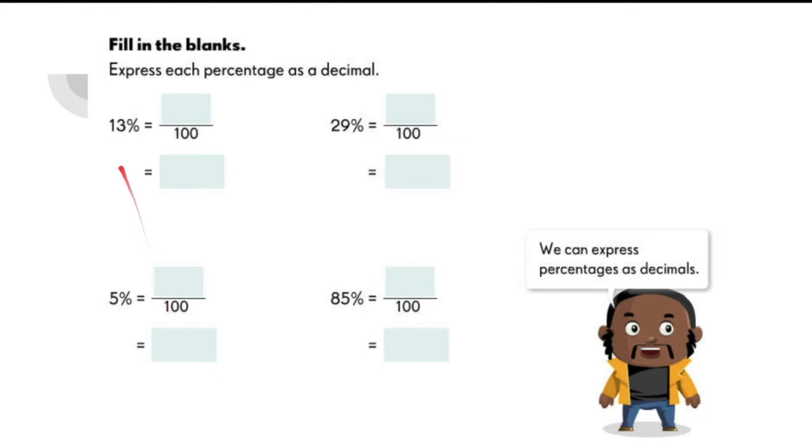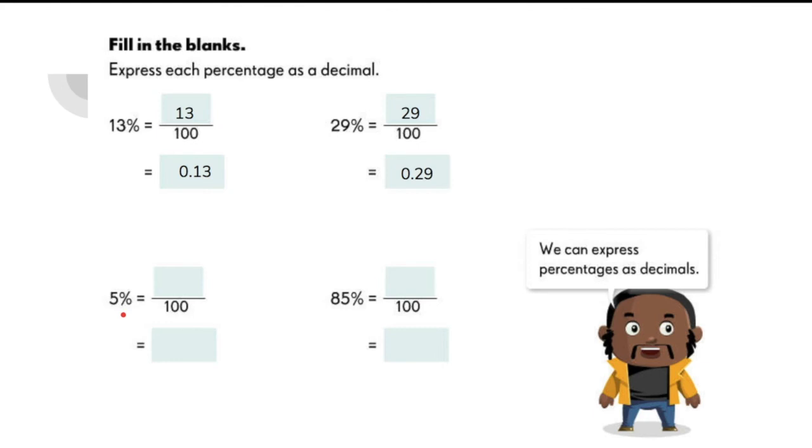Now, let's try one more time. 13% to be changed into a fraction is 13 over 100. Then, let's change this into decimal. It will be 0.13. 29% to be converted into a decimal. The answer is 0.29.